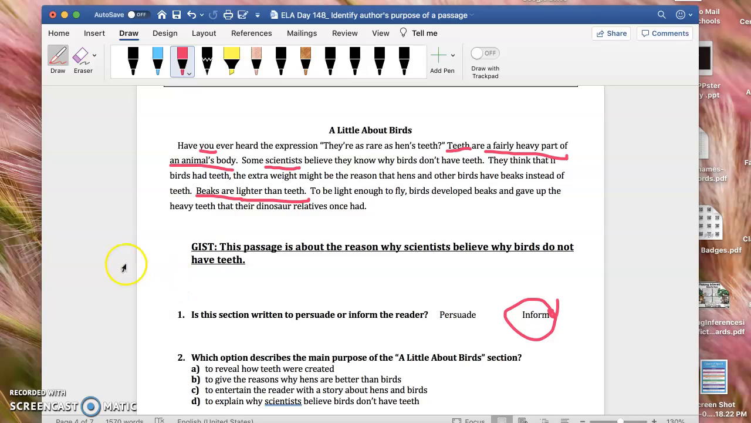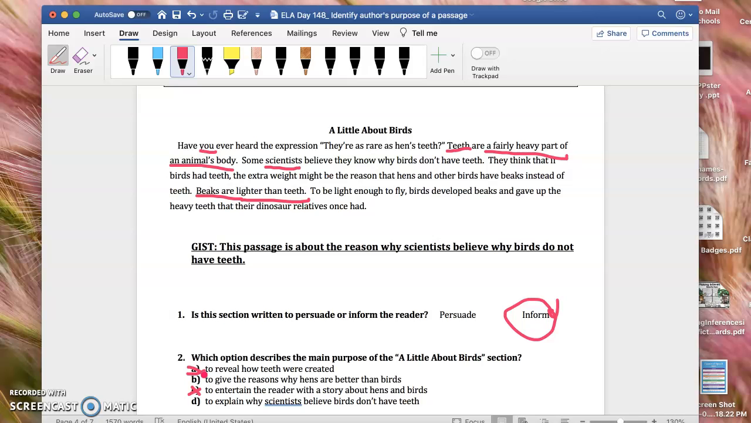giving me information about why birds don't have teeth, right? And so it says, which option best describes the main purpose of a little about birds? Okay. So I know we can automatically eliminate C because it's not entertaining us, right? And so sometimes when we look at the actual word choices, even if it may not say inform, persuade, or entertain, we can think about what actually means the same thing, okay? So A, to reveal how teeth were created. I don't really think that this is telling us how teeth were created, so we can eliminate A, okay? Now we're between B and D.